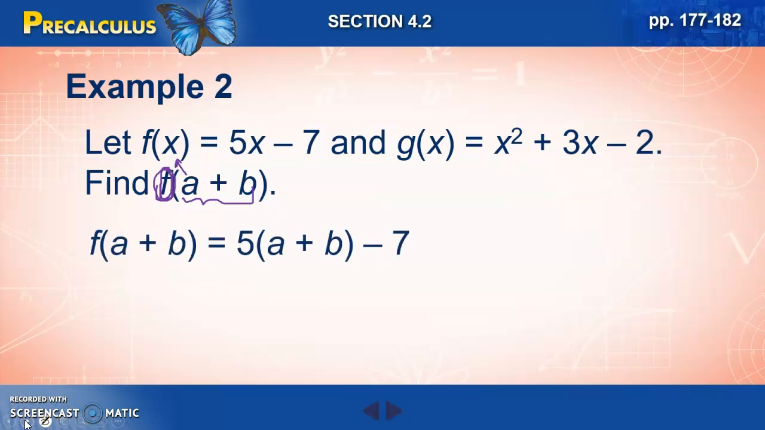This is very similar to that review slide. We're going to plug in a plus b every time there's an x, so we get 5 times a plus b minus 7. Don't forget to use parentheses when you're substituting in.